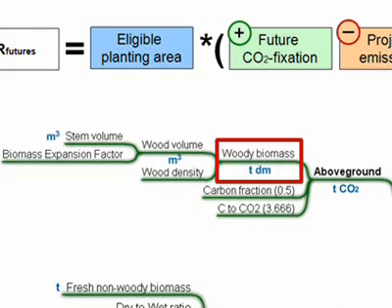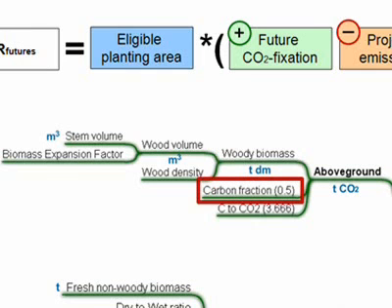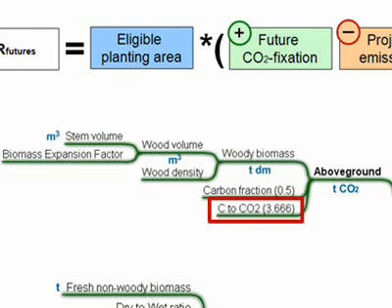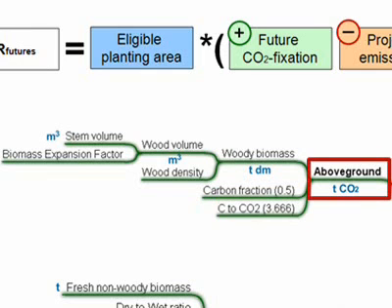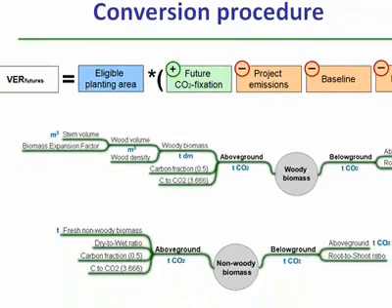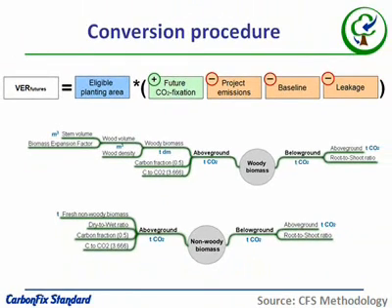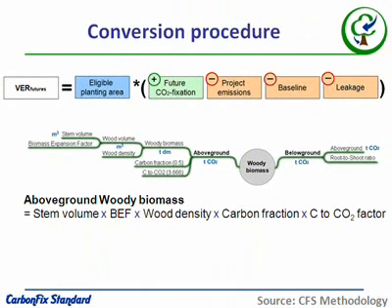We now have to multiply this by the carbon fraction of the wood, which is fixed to 50% or 0.5, times 3.666, to derive the amount of carbon dioxide. As mentioned before, the output of this calculation is the above ground woody biomass with the unit of tons of CO2. Translating the graph into a regular formula, it would look the following.